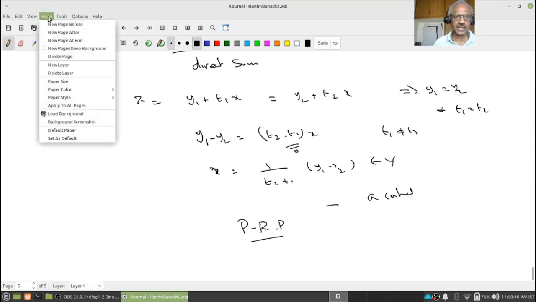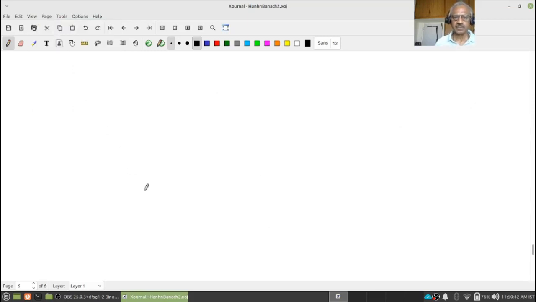I thought the time was up and I didn't explain that there. Okay, now how do I extend as a linear functional? As I said, I can do it easily. What is that? I will define g from y plus Rx to R as follows.